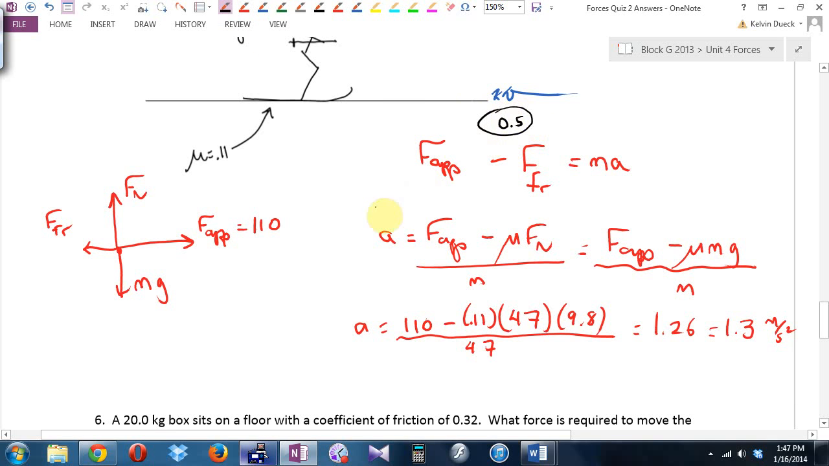Half mark, half mark, half mark, half mark, 1 mark for the answer. No, I don't like that, Mr. Dueck. The process is more important than the answer. Half mark for the answer, 1 mark for getting the tug of war right. That's better.